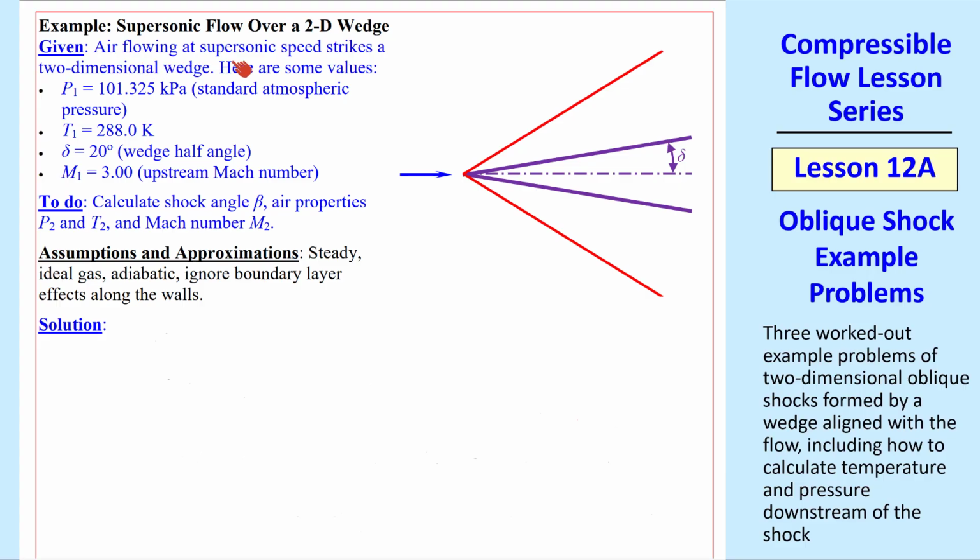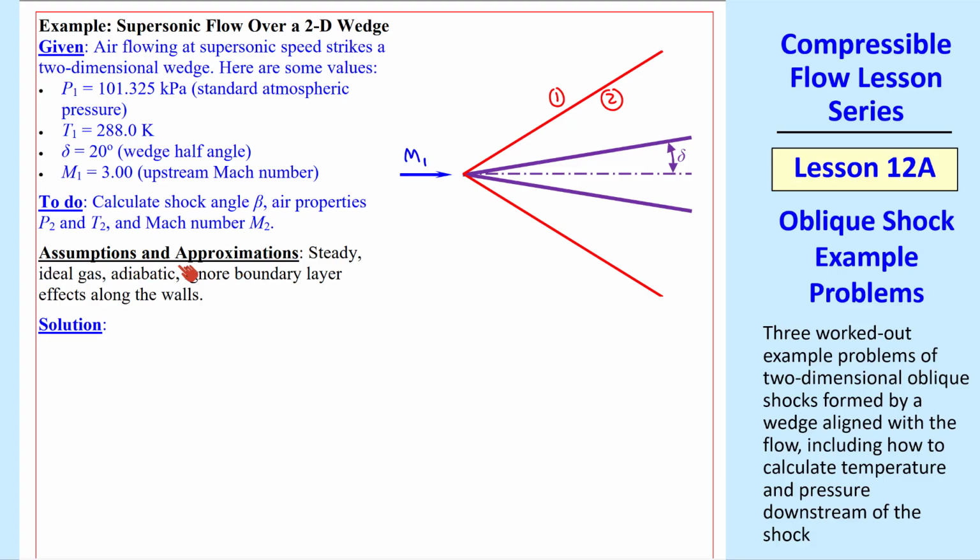Here we have air flowing at supersonic speed into a two-dimensional wedge. Oblique shocks form. We give the pressure, the temperature, delta, the wedge half angle, and upstream Mach number. We label regions 1 and 2 before and after the shock. We want to calculate shock angle, P2 and T2 and M2.